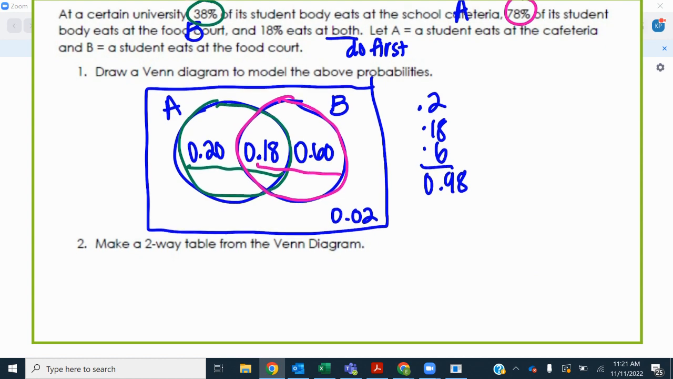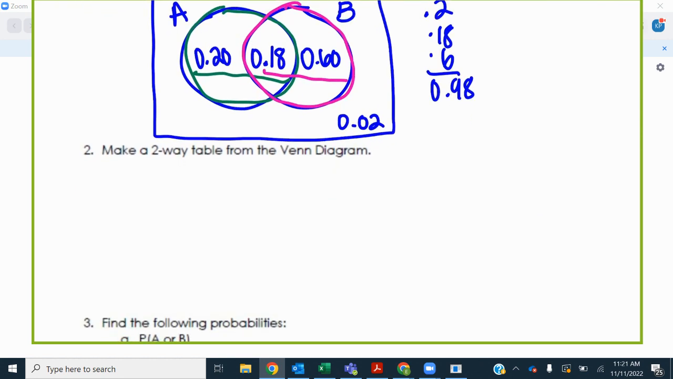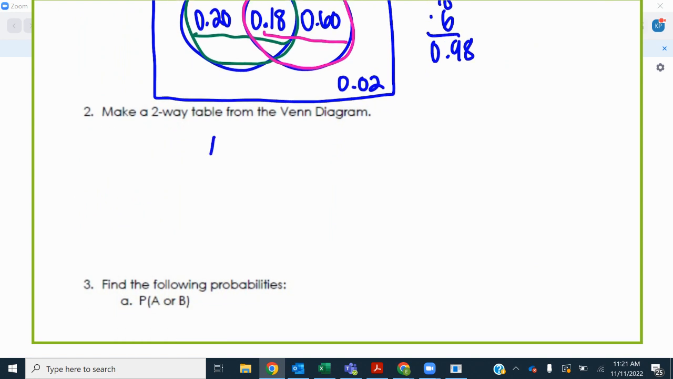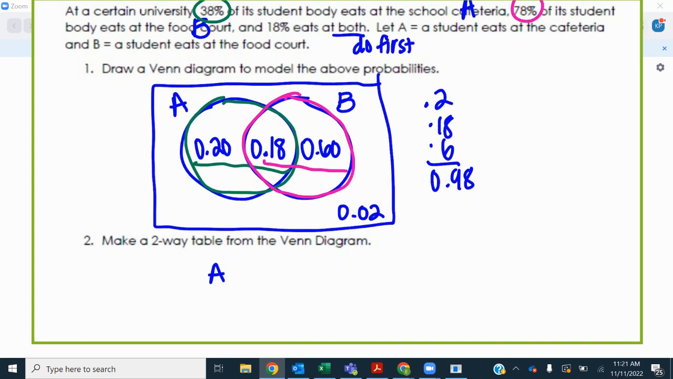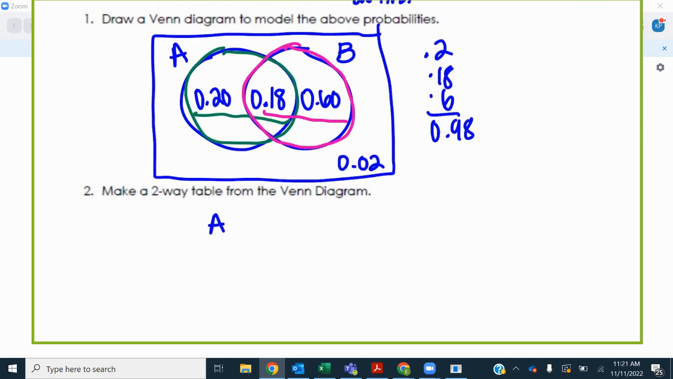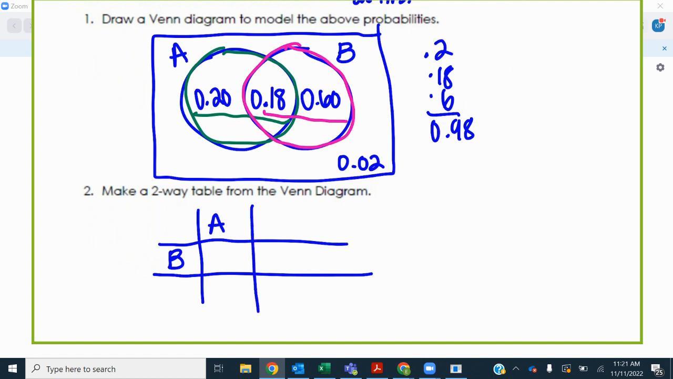All right, part 2 says make a two-way table from the Venn diagram. So a two-way table is very similar. We have cafeteria as A and food court as B. And so that's what we want to overlap, A and B. Again, we know that 18% eats at both. Then if you don't eat at the food court or the cafeteria, we would use the little symbol B C and A C. Remember, the C means not, like a complement.